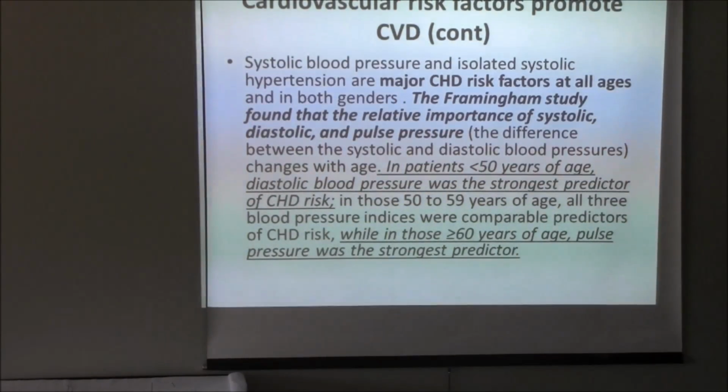And in those 50 to 59 years of age, all three blood pressure indices, all those three things above, were comparable predictors of coronary heart disease. And we do look at more systolic blood pressure in people that are over 60, and also that pulse pressure. We subtract the top number from the bottom number and get a pulse pressure. We look at that and the top number for predicting cardiovascular disease.